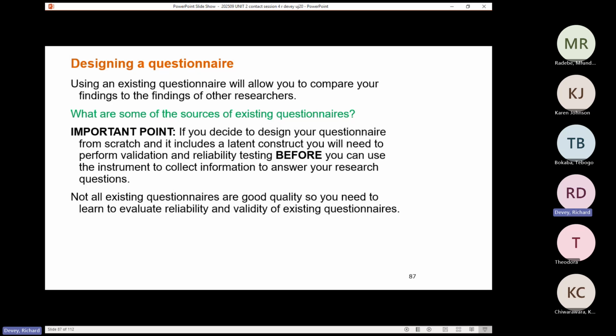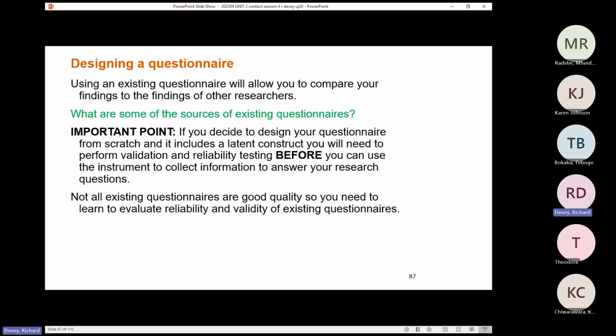When you use an existing questionnaire, it allows you to compare your results to other researchers, which is a good thing to be able to do. If you design your own, and it's different from somebody else's, you wouldn't be able to directly compare the results that you get to what somebody else has found. So that's an important thing to remember, and that's why it's good to use good quality questionnaires that have been used already.